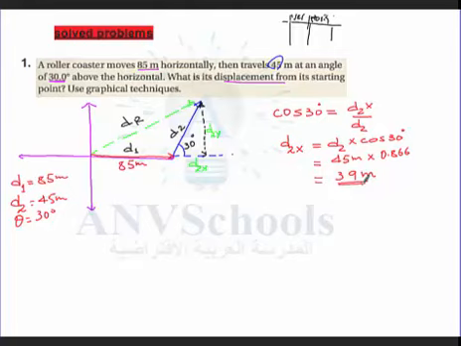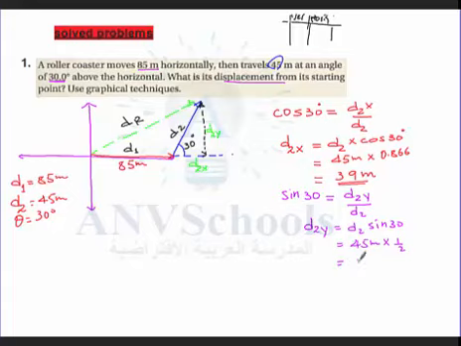In the same way, let's find the vertical component. What does the vertical component look like? I can use sine. The sine of 30 degrees is equal to the ratio of the opposite side, d2y, divided by d2. Making d2y the subject of the formula, d2y is d2 multiplied by sine 30, which is 45 meters multiplied by sine 30, which is one half. This gives us 45 divided by 2, which is 22.5.